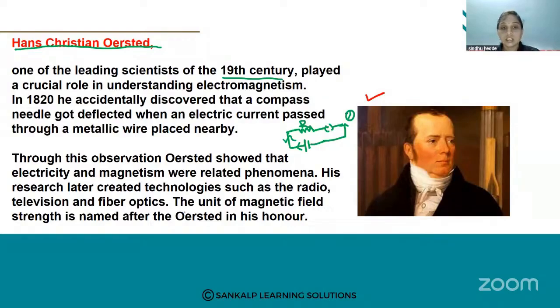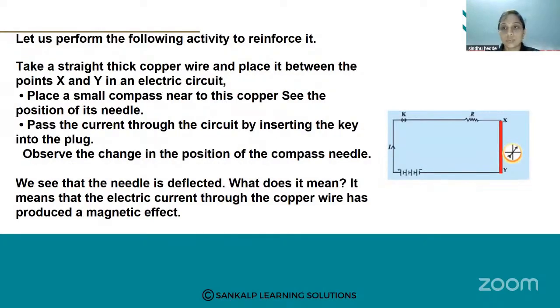Next, using this experiment, more components were developed; radio, television and fiber optics were created using this technology. Okay, see, this is how Hans Oersted found the magnetic effect of electric current. Let us see how he discovered this.